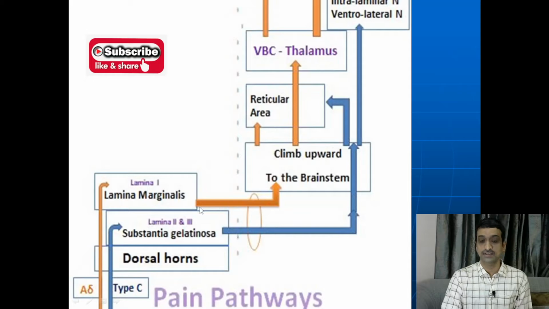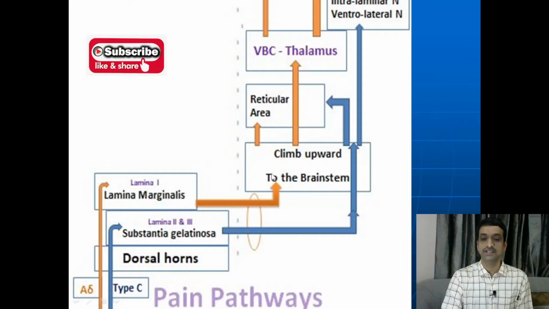You can see they cross immediately. The second order neurons cross immediately to the opposite side. This dotted marking in the center is the midline. They cross to the opposite side and ascend upward to the brainstem. So this combination, the fast pain and slow pain pathway, is known as anterolateral system or anterolateral pathway.